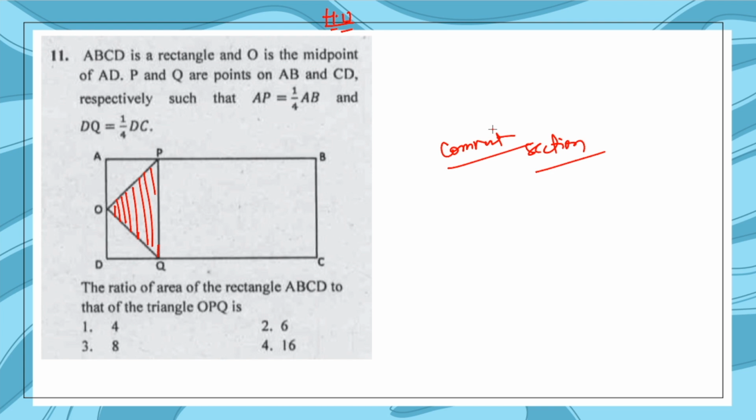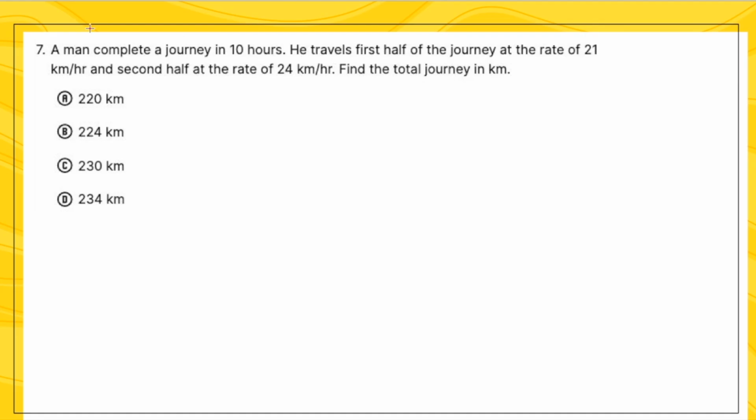Now is the time when I'll be solving the question which I gave in the previous video as a homework question. This was the question from my previous video where we discussed speed and time. A man completes a journey in 10 hours. He travels the first half of the journey at the rate of 21 km per hour and the second half at the rate of 24 km per hour. Find the total journey in kilometers. Many of you have answered it correctly, but let's look at how to solve it.